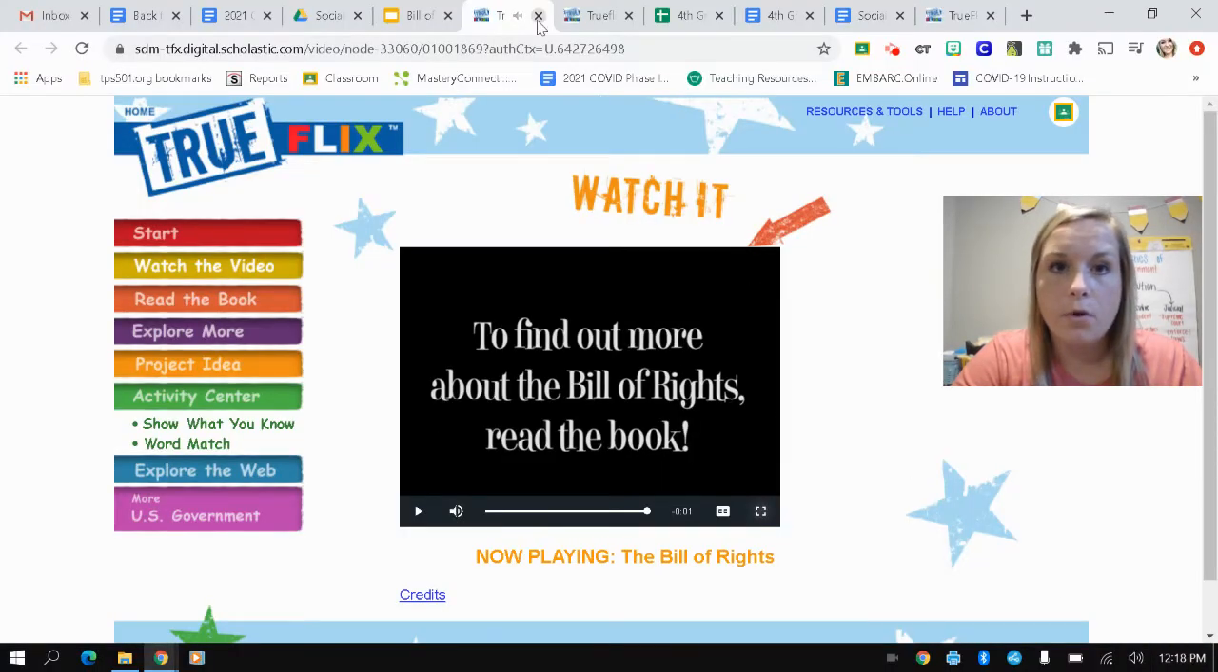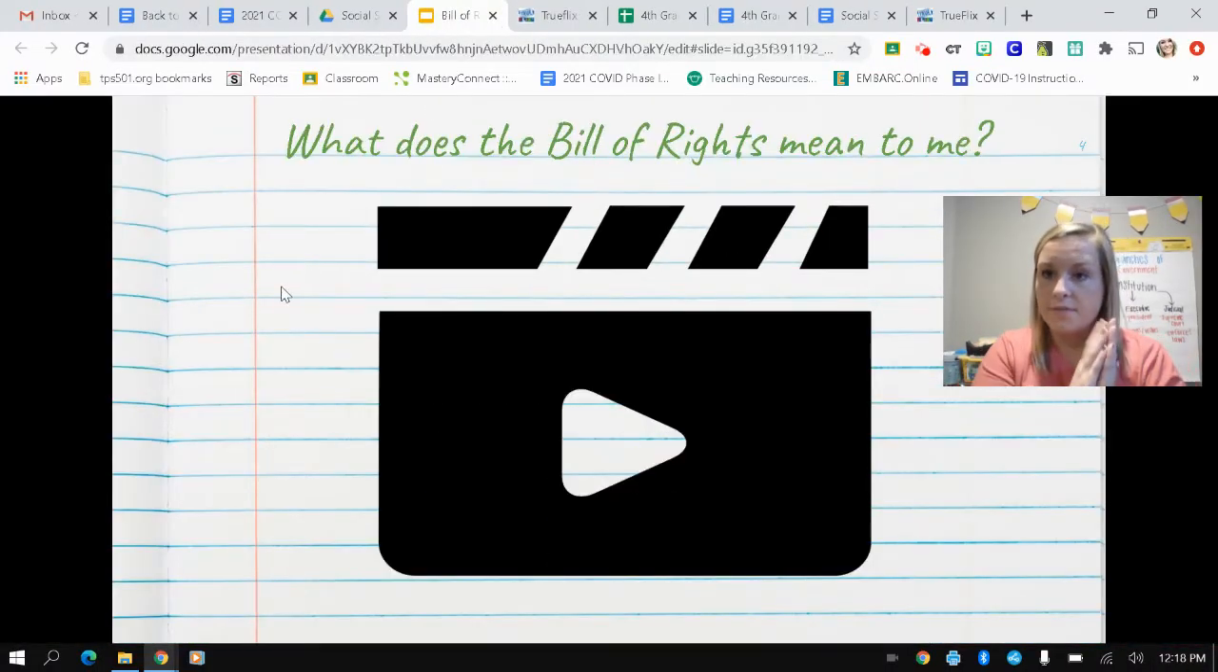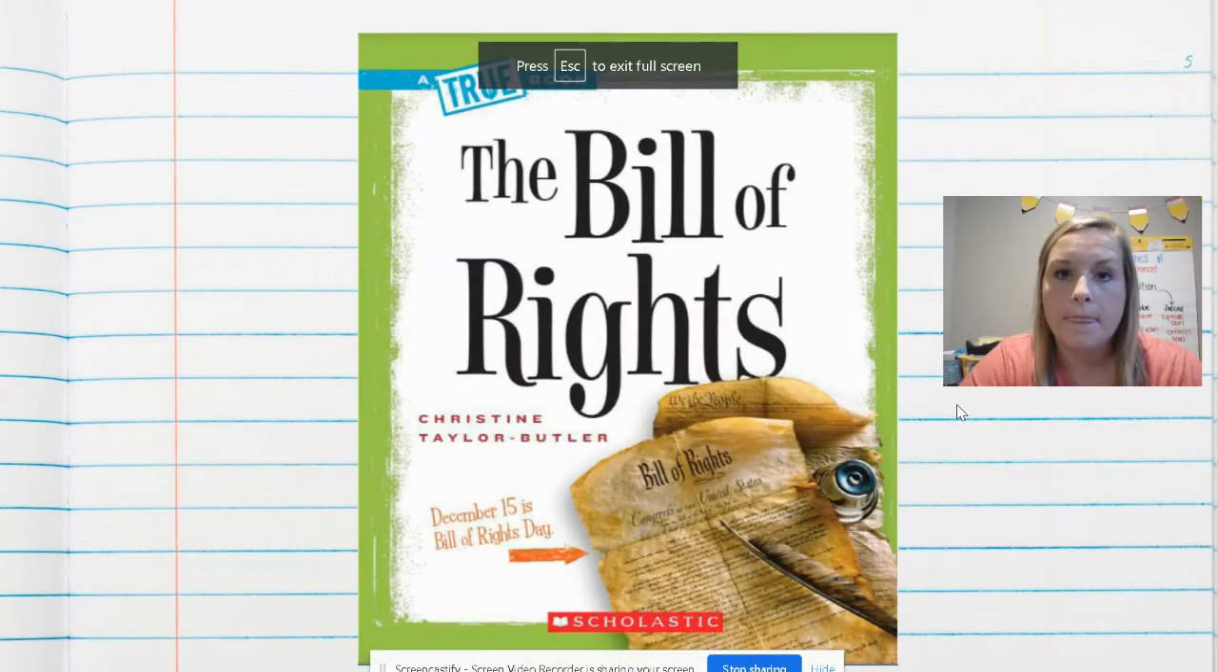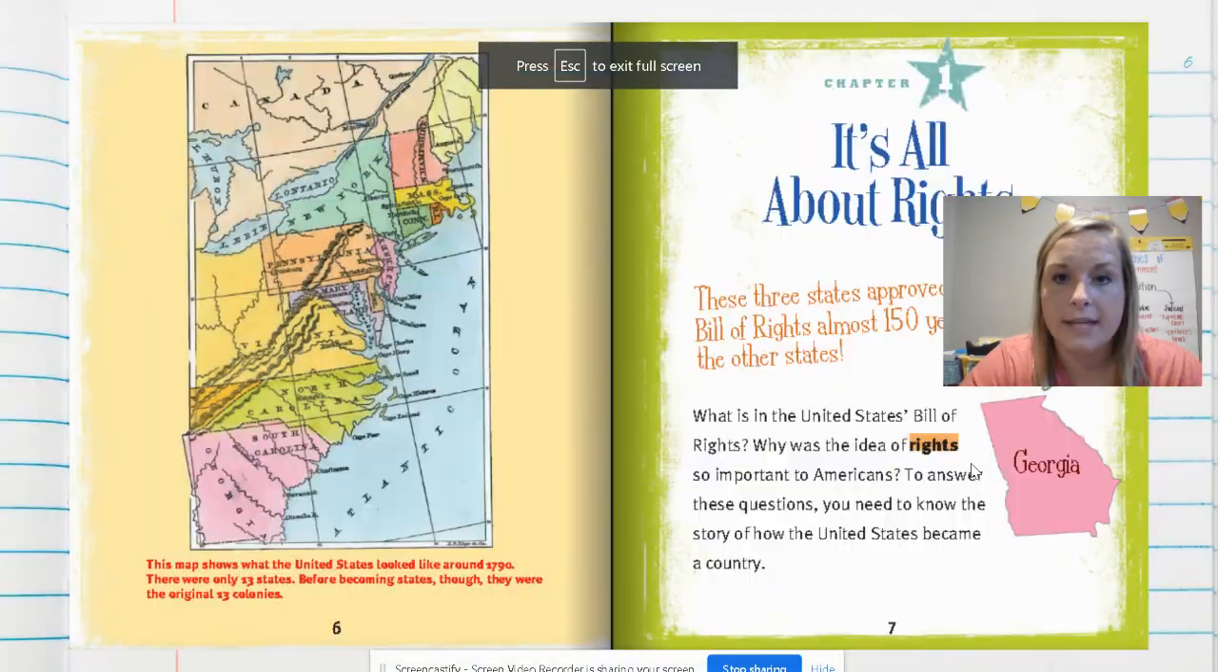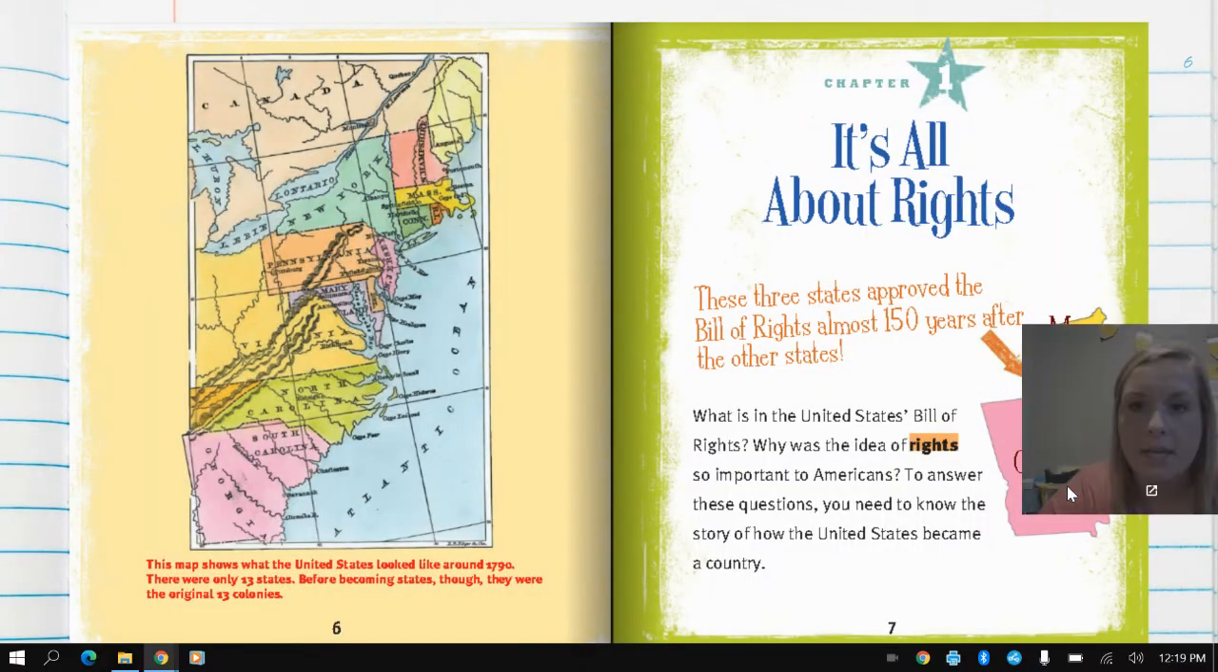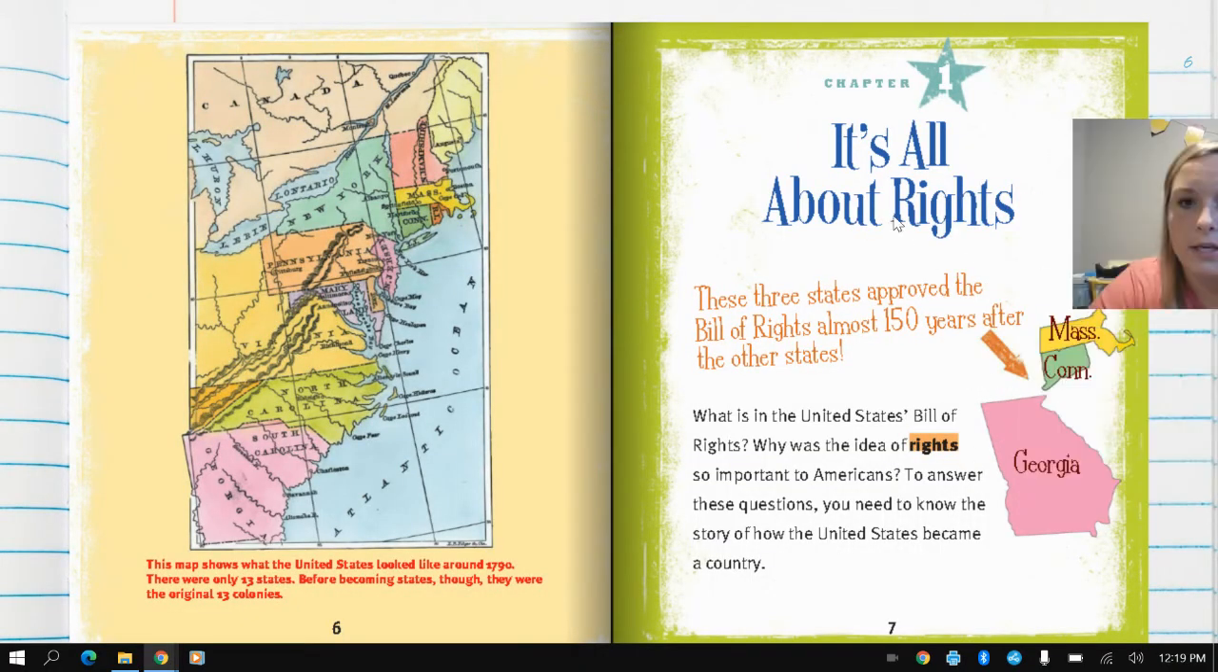Okay, and so we broke it down that we're going to talk about the Bill of Rights first and then move into the Constitution. So, just as they said, our Constitution is our overall, and we broke it down to talk about our Bill of Rights first because it's one section of the Constitution. So, the Bill of Rights. It's all about rights, chapter 1.